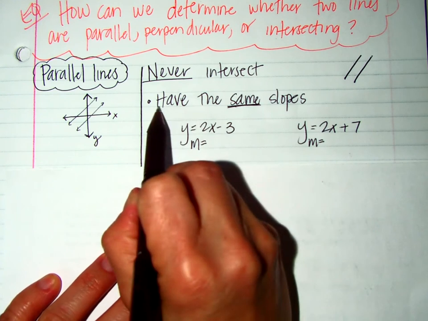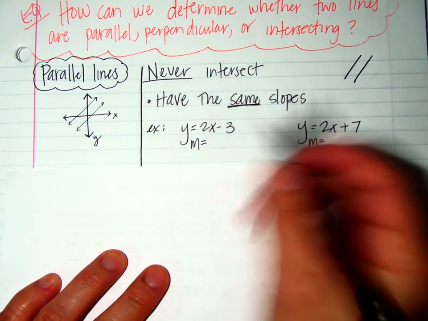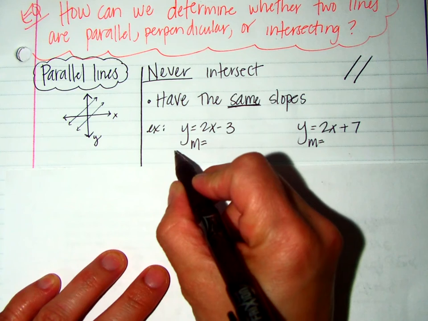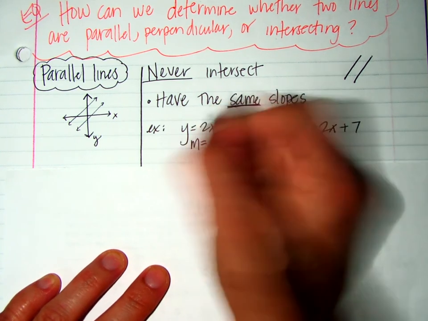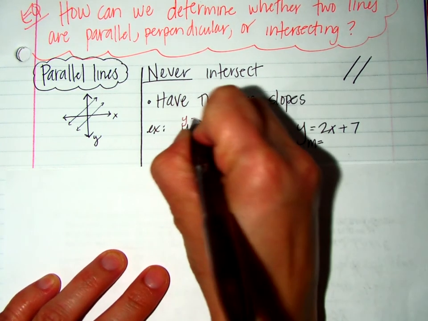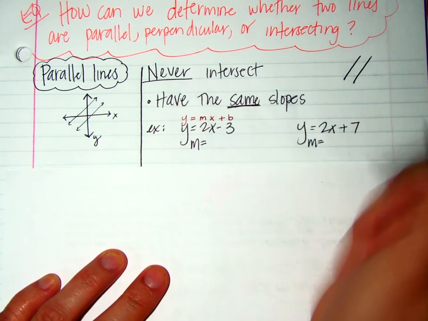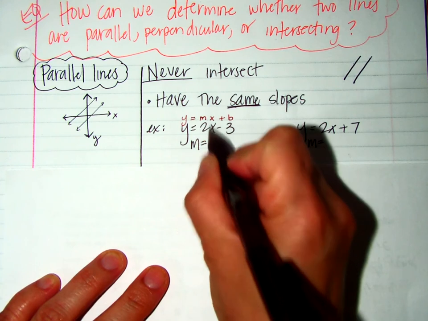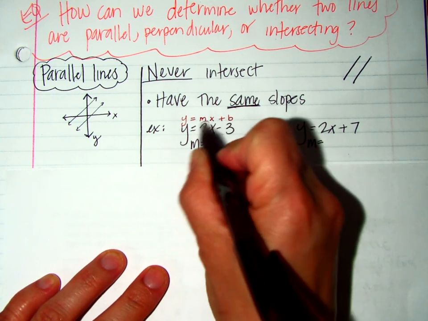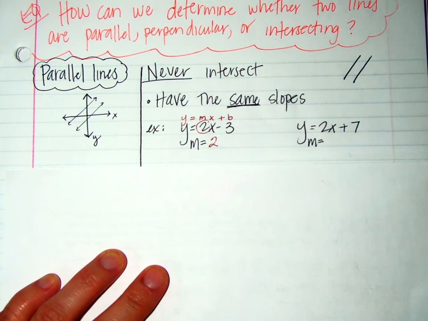Well, we have the same slopes when my lines are parallel. So for example, in my first equation, I need to look for slope, which is m. And if you recall, my equation in slope-intercept form is y equals mx plus b. So I'm looking at the number that represents m, which happens to be the 2. So I'm going to write that down. M is equal to 2.